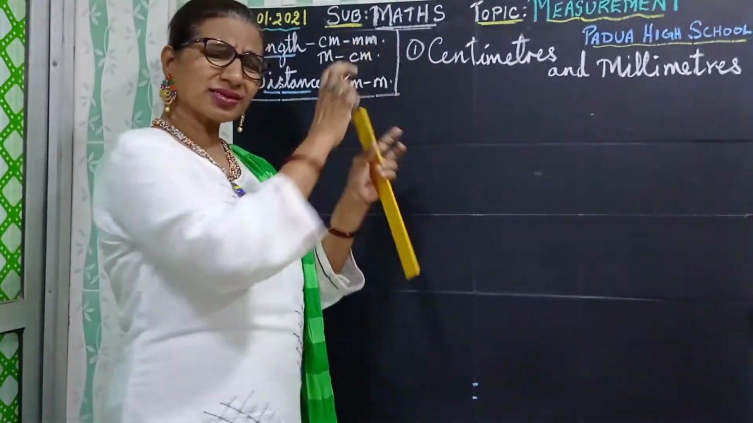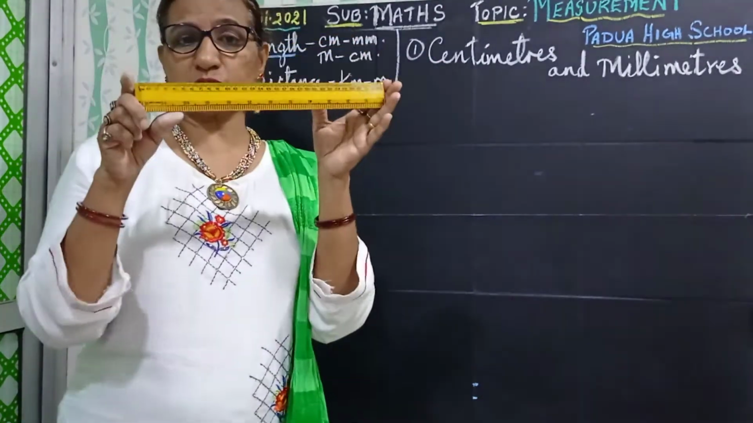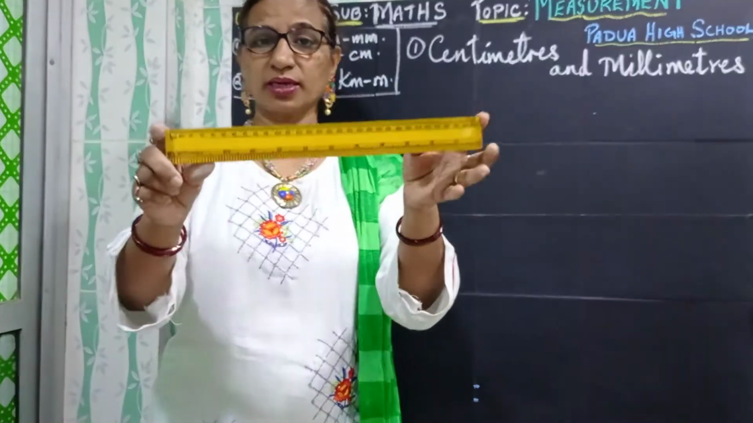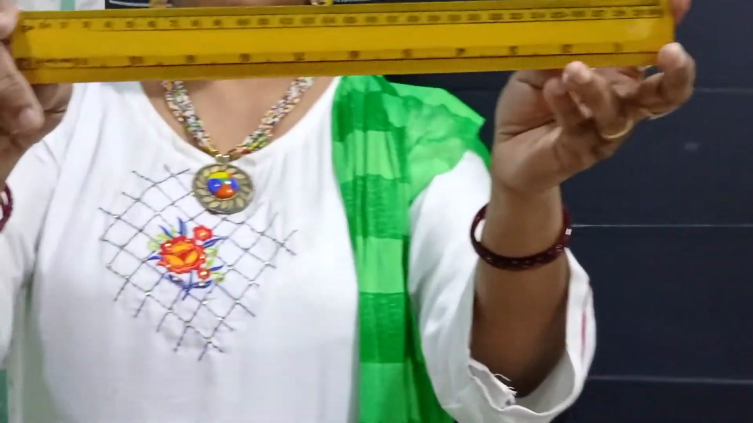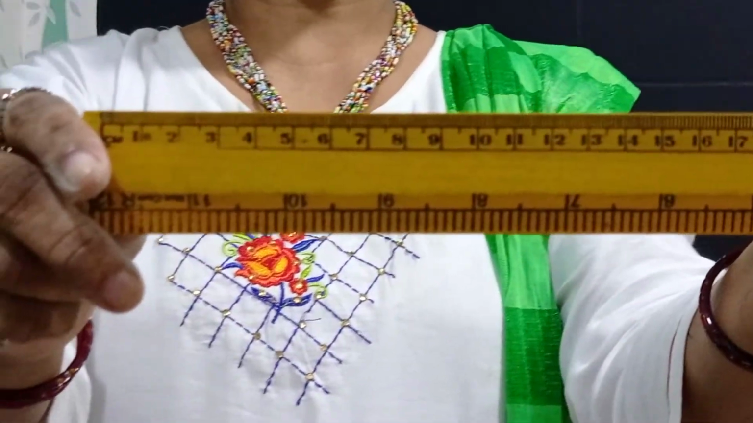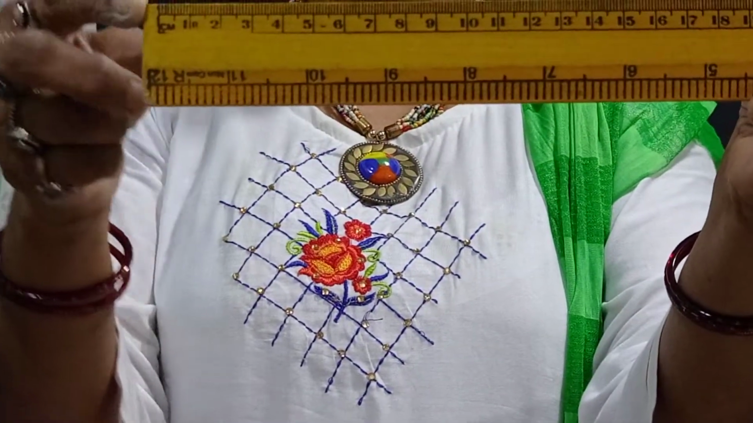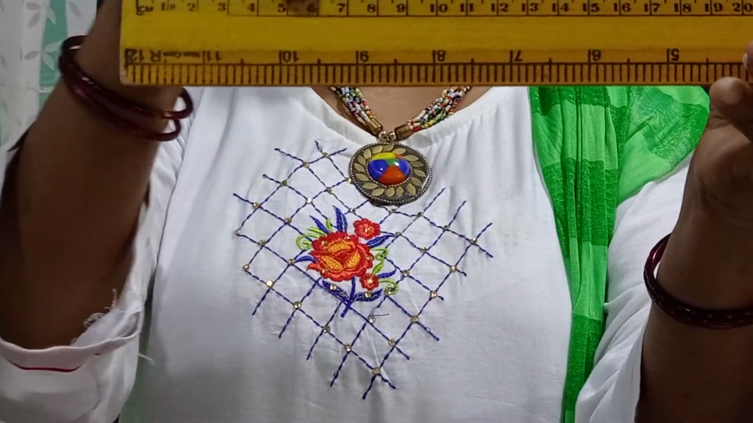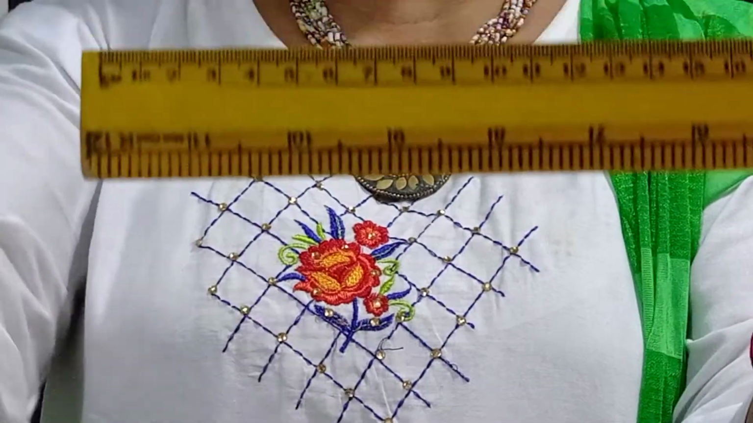Now first let us take centimeters and millimeters. तो आपका ruler जो होता है, when you take your ruler, can you all see this ruler, children? Yes, if you can see the ruler, children, just see. Now the ruler, if you look, you will see over here all these markings, 1 2 3 4 5 6. So these are centimeters.